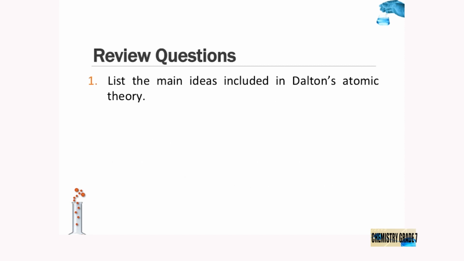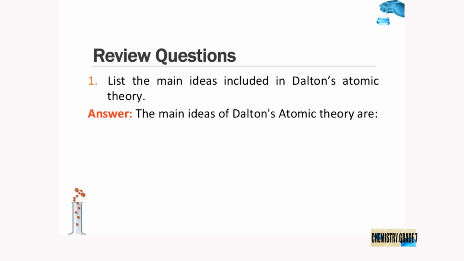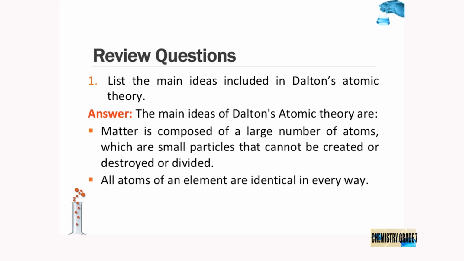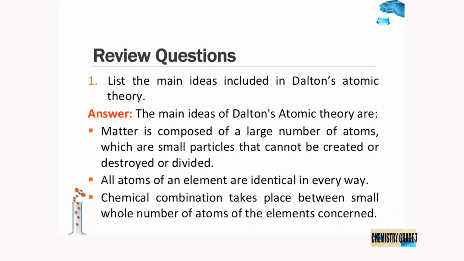List the main ideas included in Dalton's atomic theory. The main ideas of Dalton's atomic theory are: matter is composed of a large number of atoms, which are small particles that cannot be created or destroyed or divided. All atoms of an element are identical in every way. Chemical combination takes place between small whole number of atoms of the elements concerned.